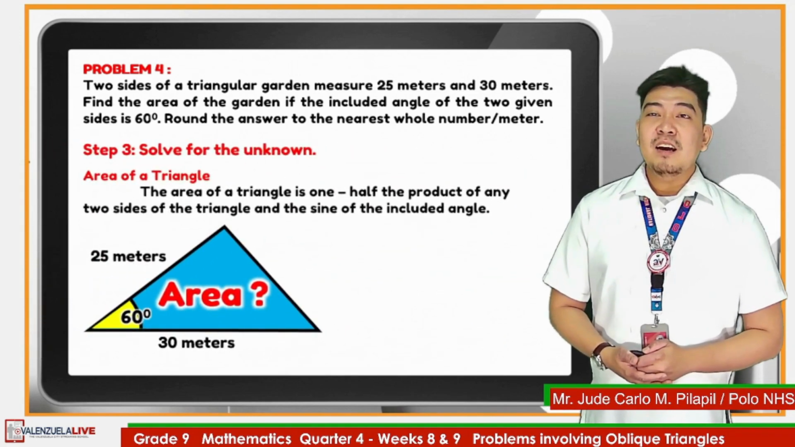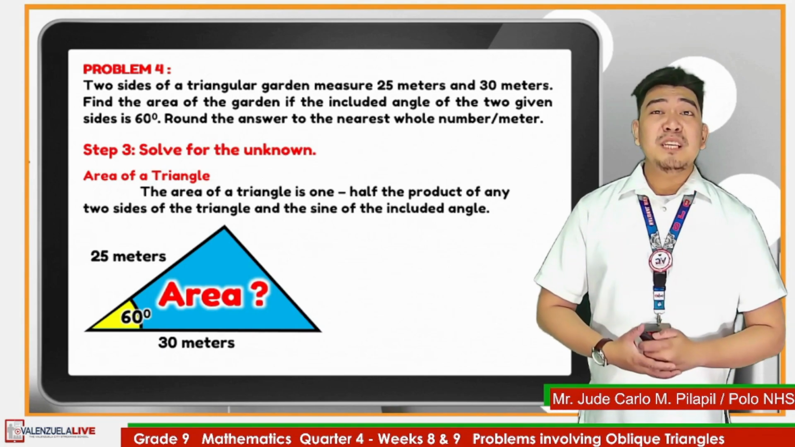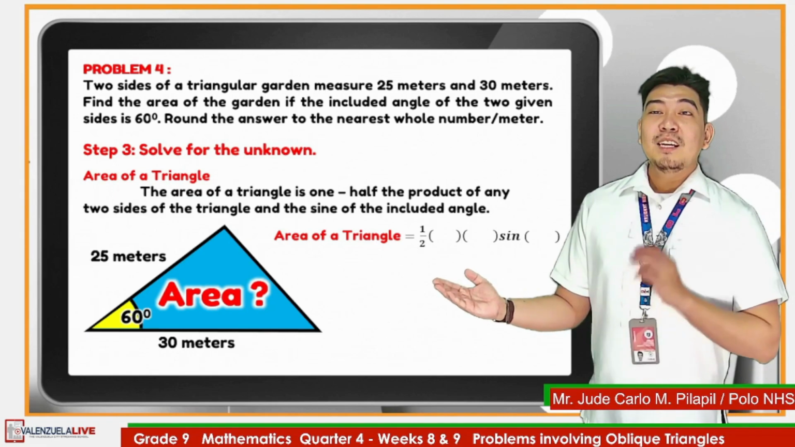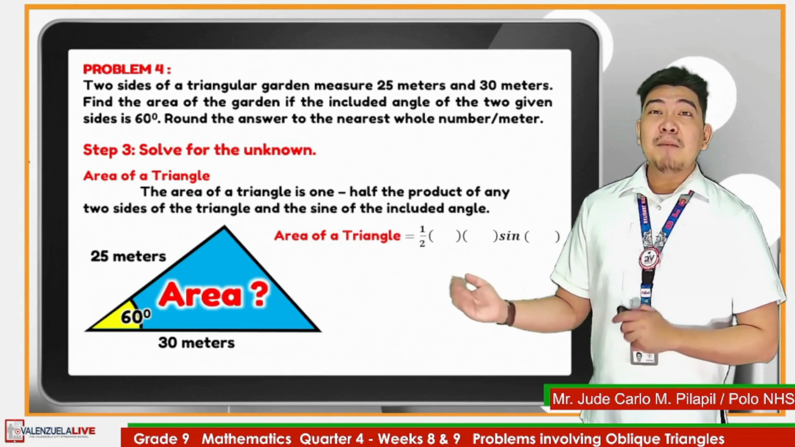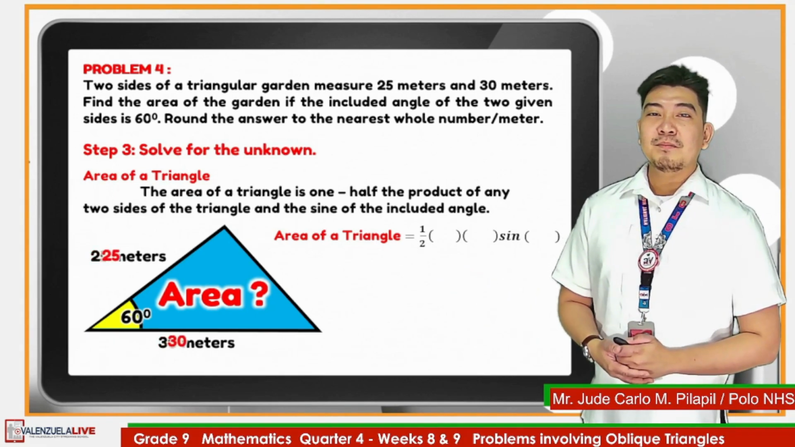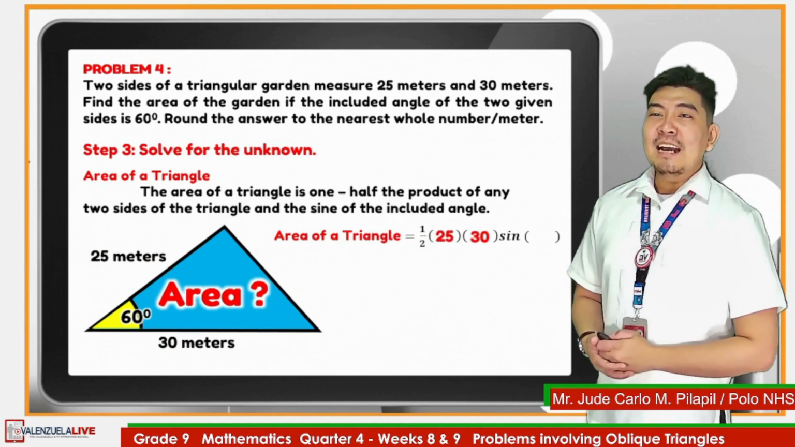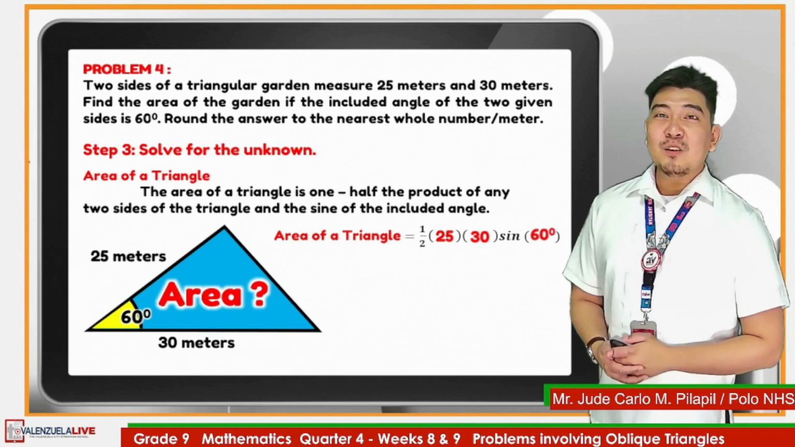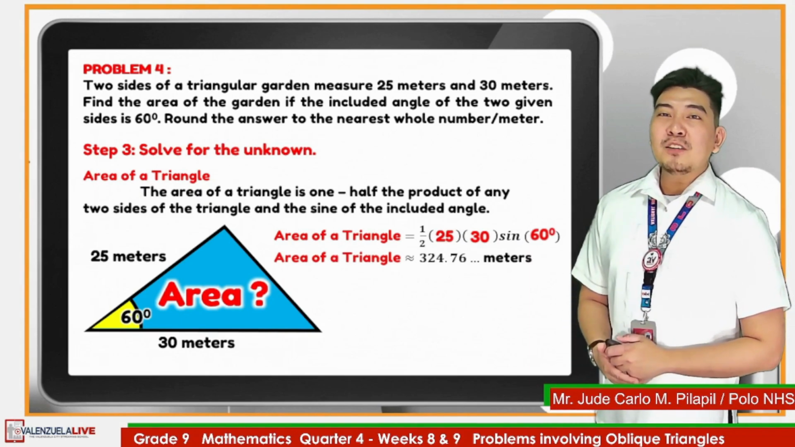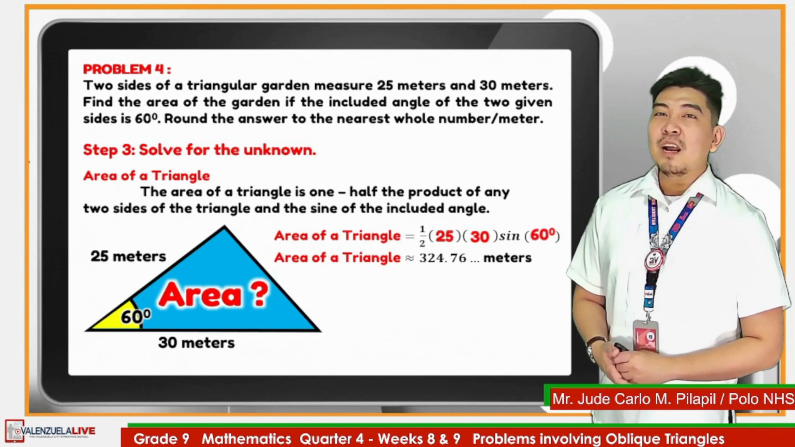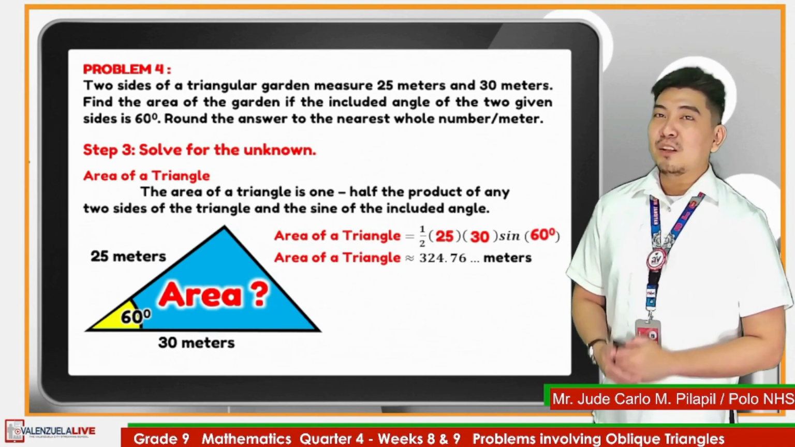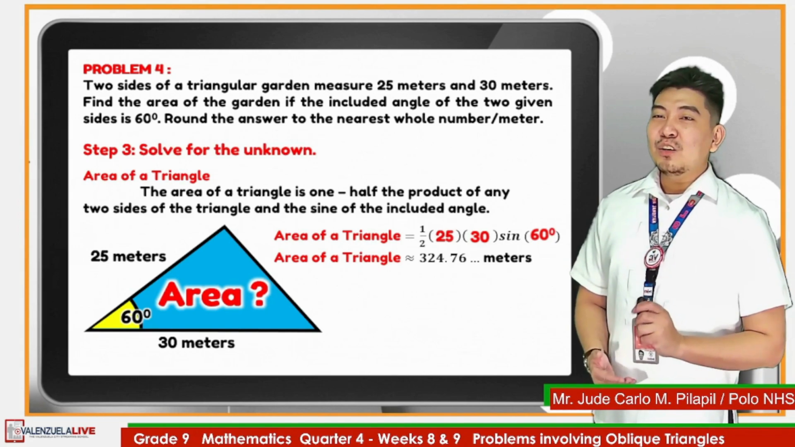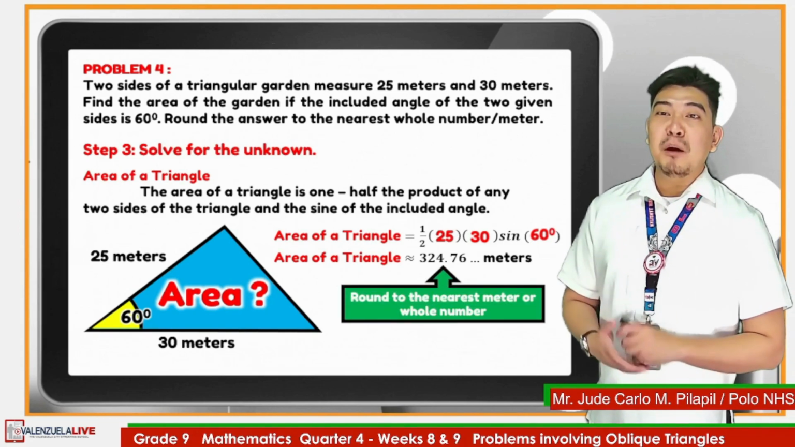Solving for the area using the given figure and the given information, let us fill in the blanks in the given formula. The two sides are 25 and 30 meters, and the included angle is 60 degrees. Using your scientific calculators, the area will be approximately 324.76 square meters. Remember that we are only asked for an answer to the nearest meter or whole number.